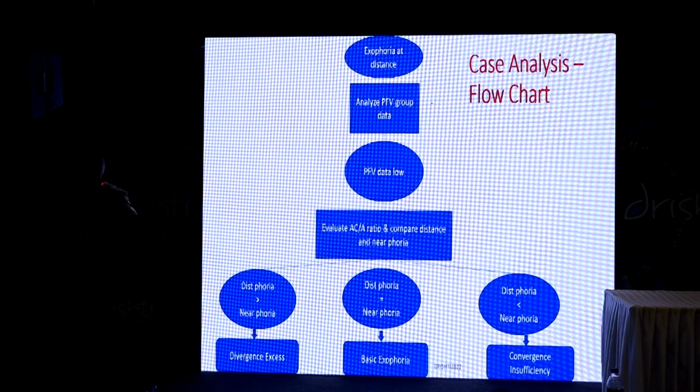convergence insufficiency. This is what we commonly encounter, but unfortunately, anybody who walks in for a binocular vision anomaly, most of us diagnose it to be a case of convergence insufficiency without putting much thought into it. And if the distance and the near exophoria are equal, then it is a case of basic exophoria. This identification is very important because your management is based on the right diagnosis.